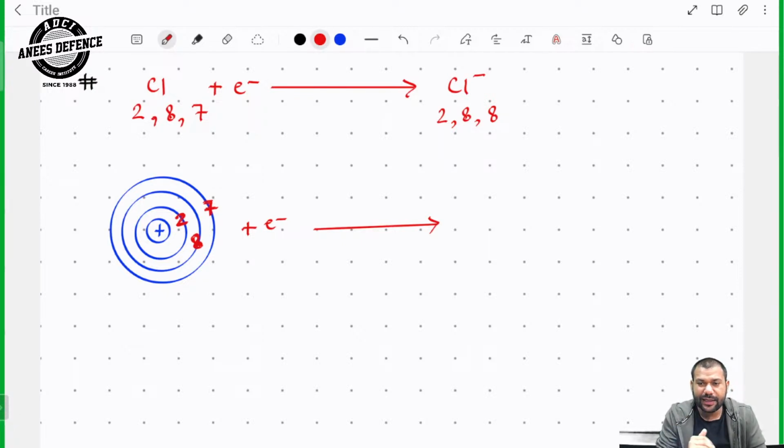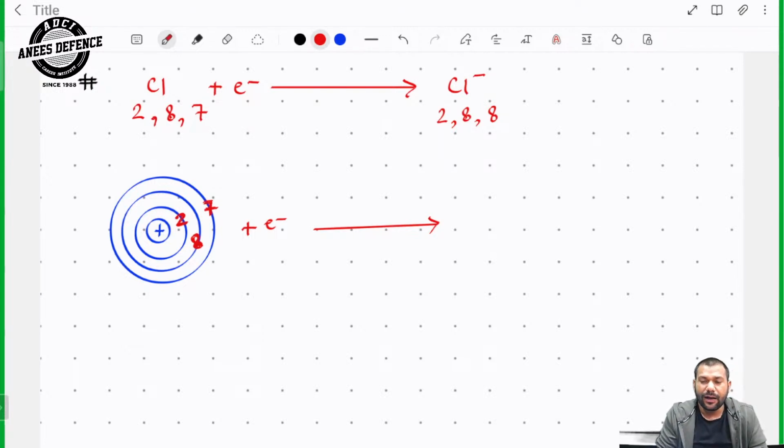But before gaining the electron, if you notice, the nucleus of chlorine was trying to hold 7 electrons, right? And after gaining one electron, the nucleus of chloride will try to hold 8 electrons, right? So before gaining the electron, it was an interaction between the nucleus and 7 electrons. Now it is an interaction between the nucleus and 8 electrons. So it will be somewhat difficult for the nucleus to hold so many electrons, as one electron is extra now.